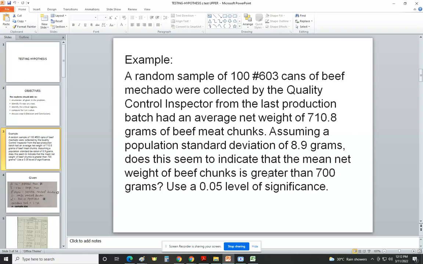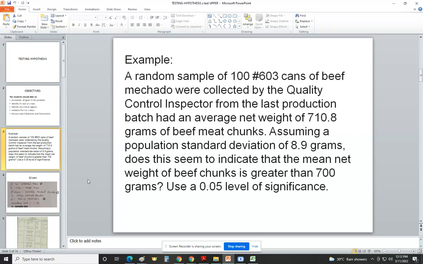So ito yung claim ng manufacturer, no? 700 greater daw sa 700 grams. Tapos, okay, based on historical data, yung population standard deviation is 8.9. Okay? Now, yung company is used to use 0.05 level of significance. Okay? So yun yung kanilang ginagamit. Magva-vary ito from 0.01 to 0.10. Okay? It depends on the company ba kung saan sila mas kung ano yung kanilang ginagamit, no? Madalas na ginagamit o yung ginagamit talaga.